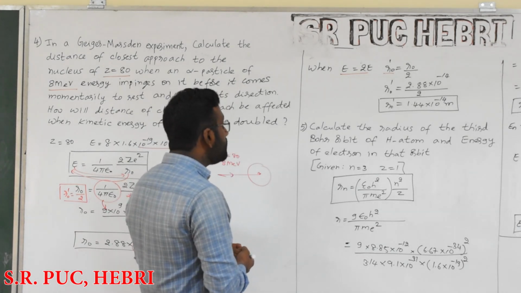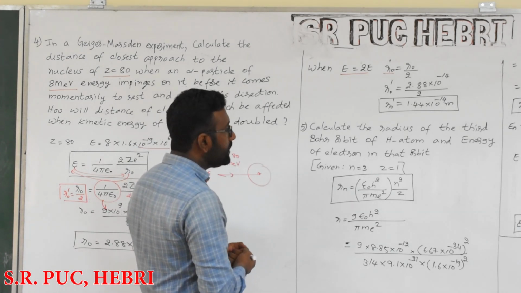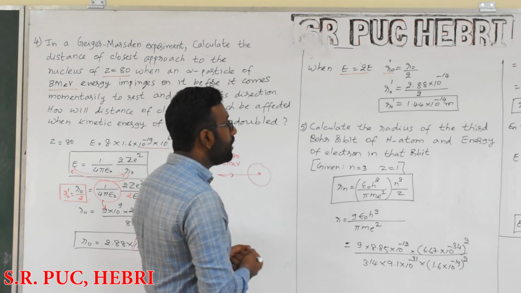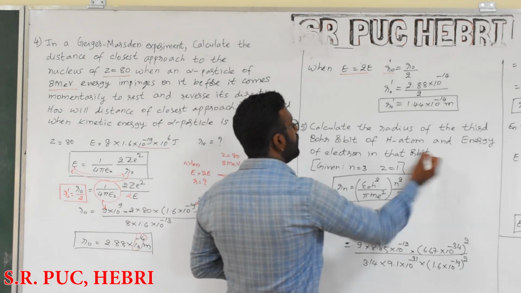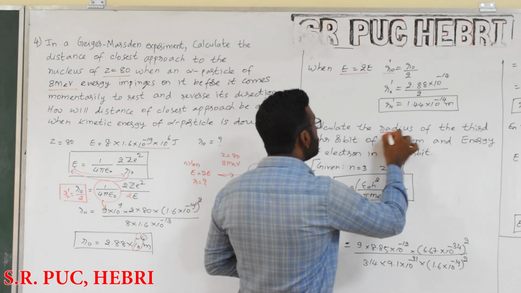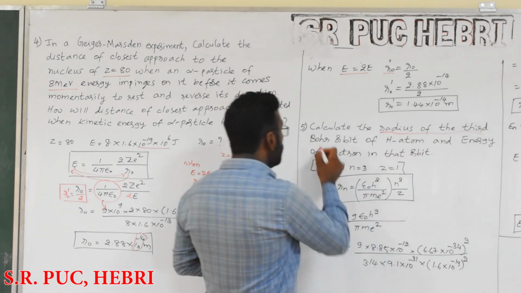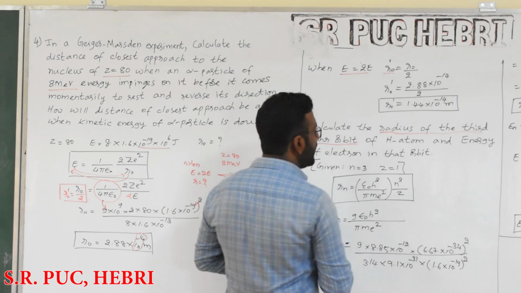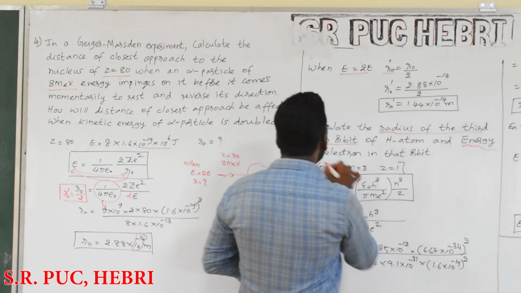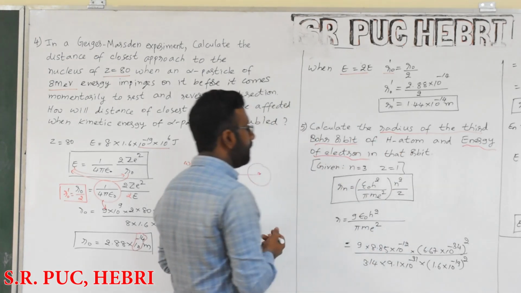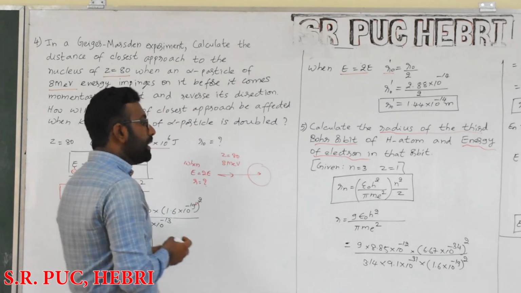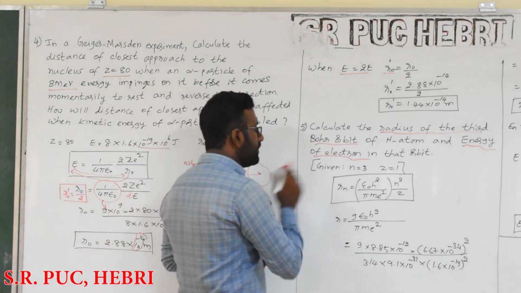Calculate the radius of the third Bohr orbit of the hydrogen atom and the energy of the electron in that orbit. So what are you asked to calculate? The radius of the third Bohr orbit of the hydrogen atom and the energy of the electron in that orbit. So we have the equation. We have seen this equation.